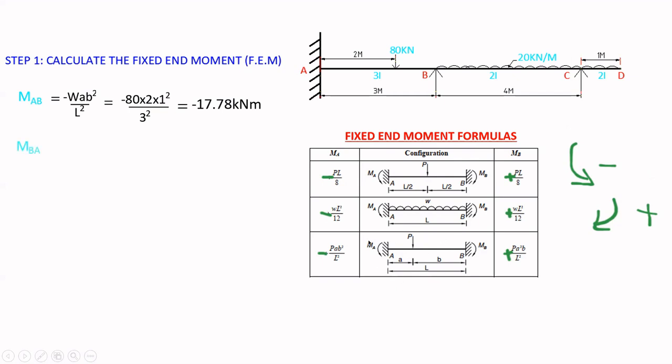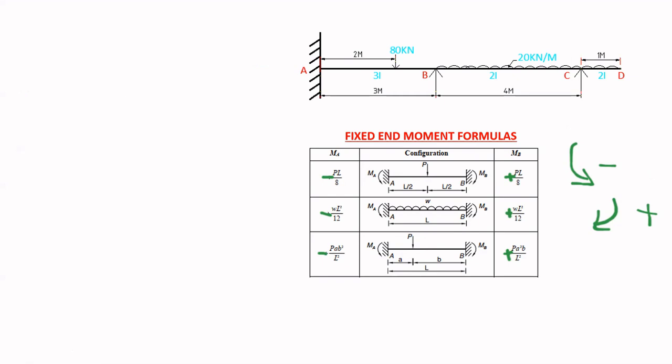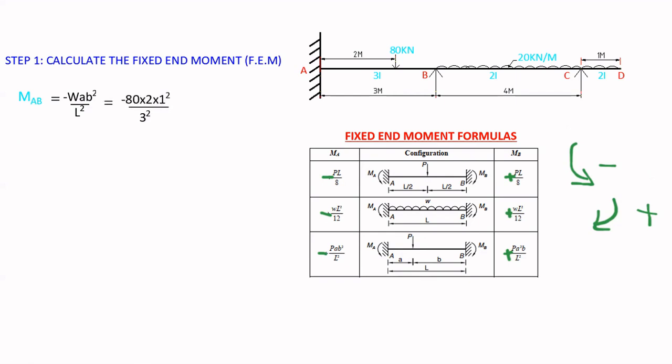So if you do that, MAB is Wab squared divided by L squared. You get 80 times 2 times 1 squared divided by 3 squared, and you get negative 17.78 kilonewton meter. For MBA, it is the same formula, positive Wa squared b divided by L squared. You work that out, you get positive 35.56.